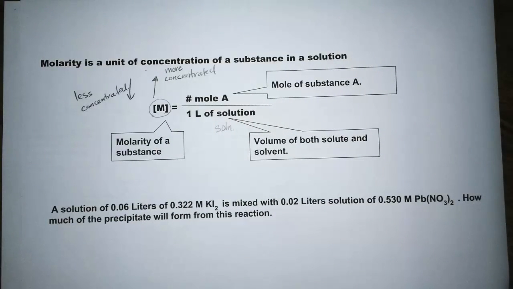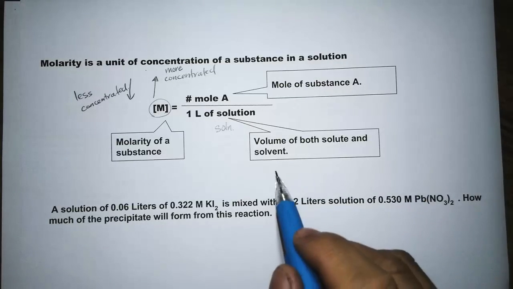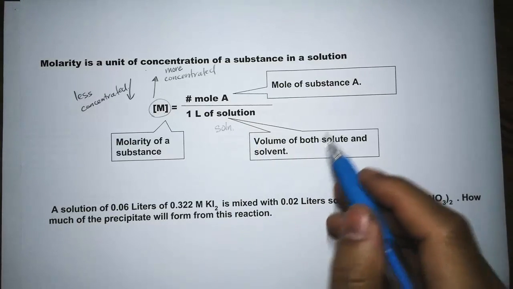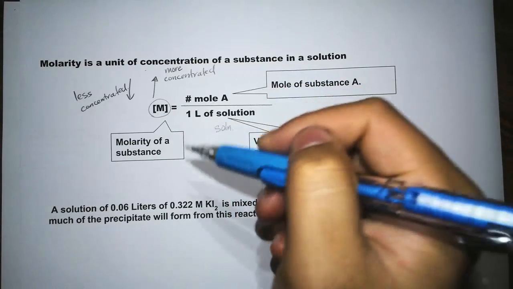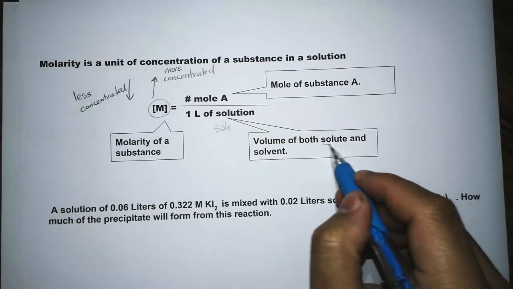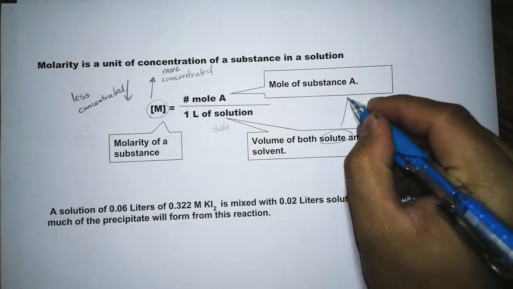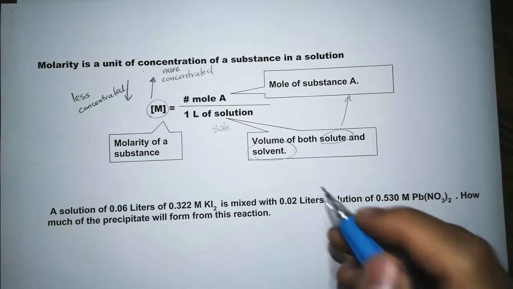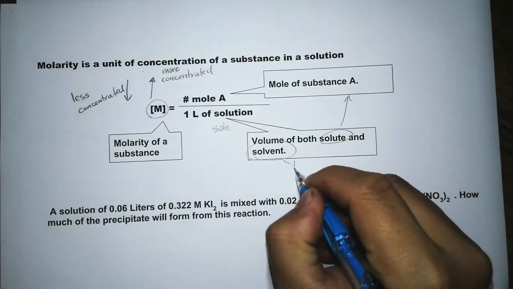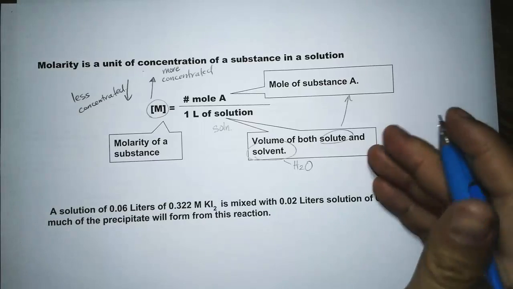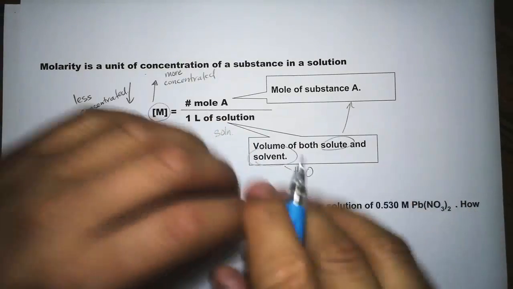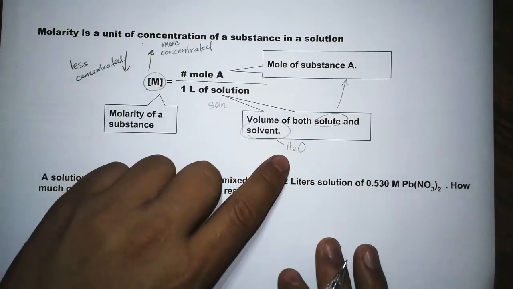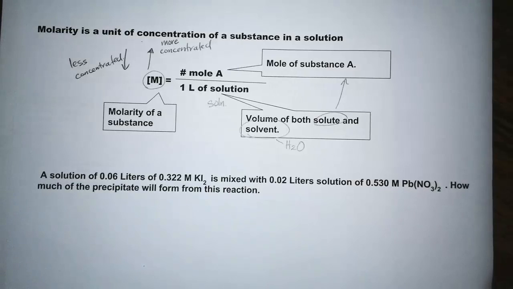Okay? So let's look at how we can solve this. And also we need to define solution. What is a solution? A solution is the solid substance or whatever substance that we dissolve in the solvent. So the solute is the substance that's being dissolved, and the solvent is doing the dissolving. For example, if we put table salt in water, the salt itself is the solute, and the water is doing the dissolving. So water is our solvent.